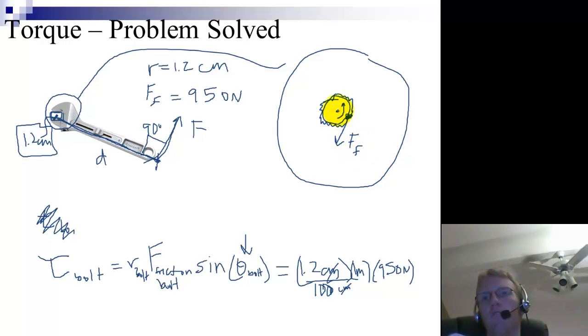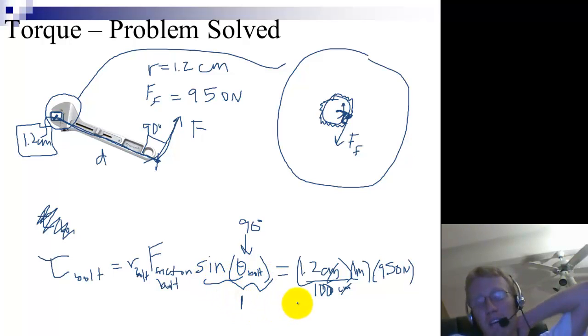But here's the center of the bolt, and here's the radius. Friction is always tangent to the edge of the circle that's rotating, and tangent is by definition perpendicular to the radius. So this angle for friction of a rotating object is always going to be 90 degrees, and sine of 90 degrees is 1. So you basically don't have to include that part, because the whole thing just disappears.